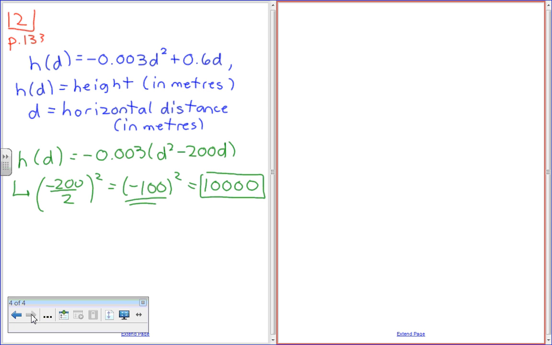Okay, someone other than Liam be brave right now and tell me what to do. All right, go. In the brackets, okay, so we're going to add and subtract. So we're going to say h of d is equal to negative 0.003 d squared minus 200d plus, I'm going to run out of room here. That's supposed to say plus 10,000 minus 10,000 if you can't read that.